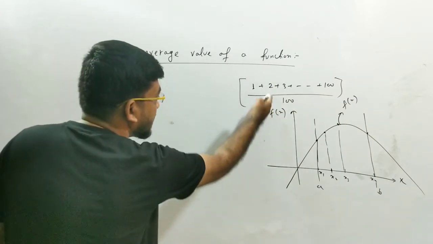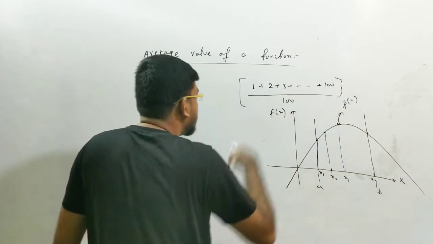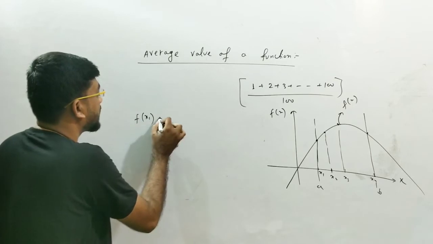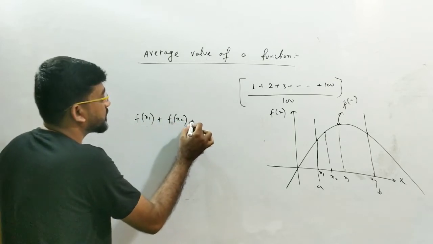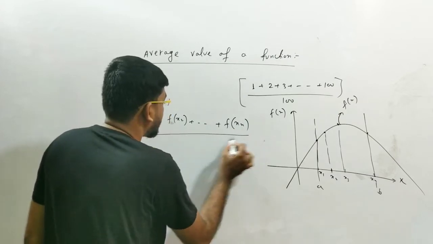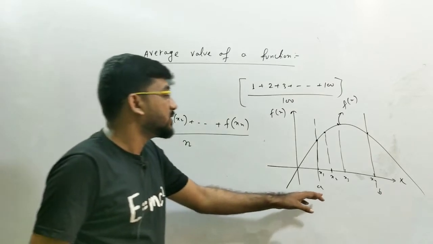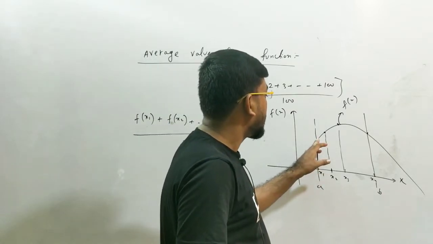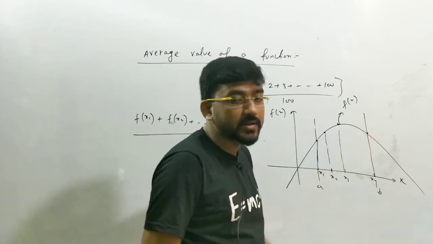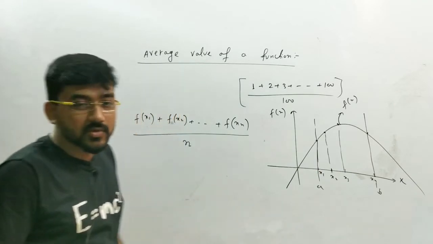If you want to compare the average value of the function with this, then you should write f of x1 plus f of x2 plus up to f of xn, divided by n. But this is not the actual average of this function, because you cannot take all the functional values from this point to this point. So this is just an approximation, and not a very good one.